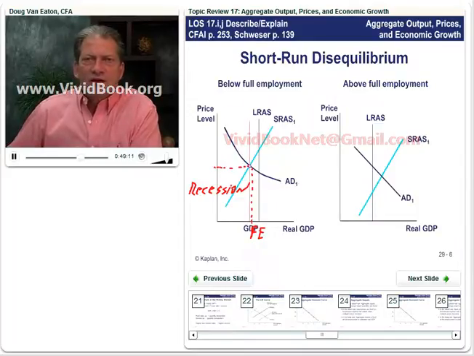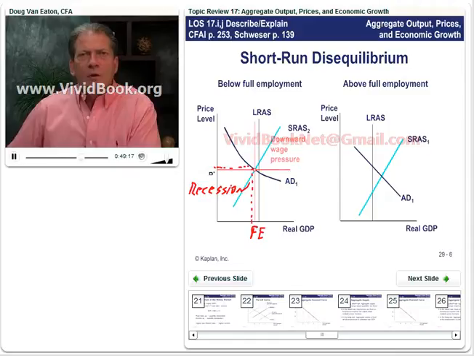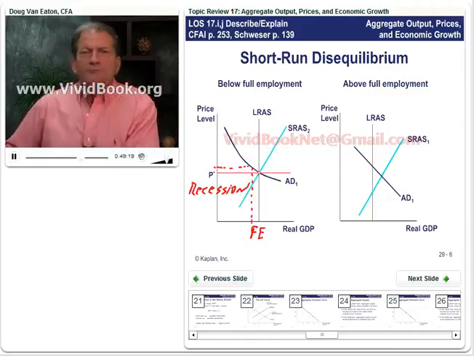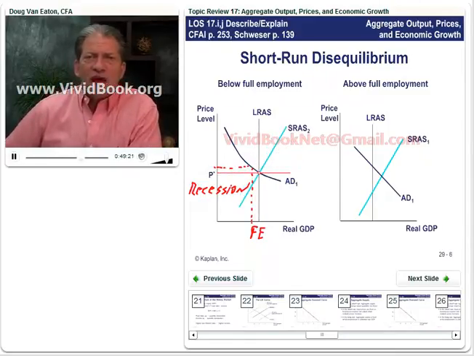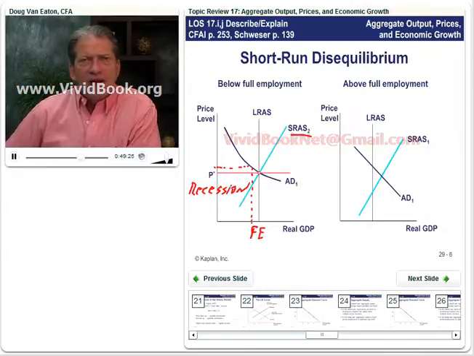Let's see. Start out there, get downward wage pressure, and that shifts us out to a new short-run aggregate supply curve, and we're back in equilibrium. So let's look at what that movement was again.